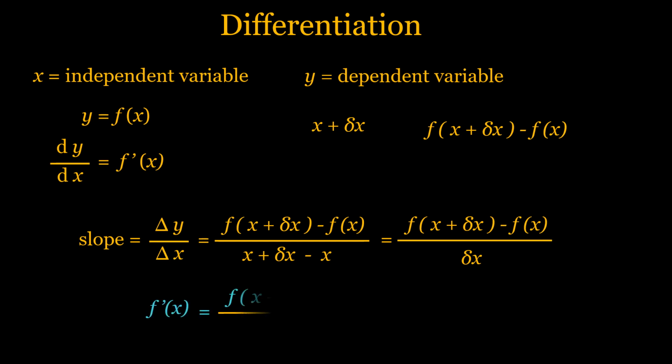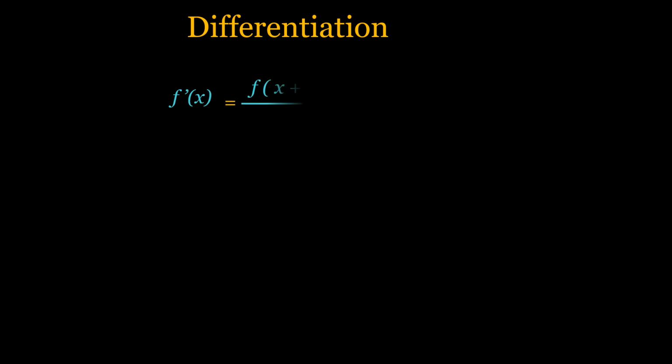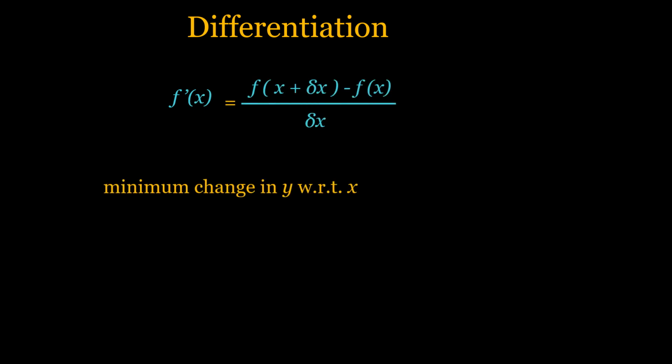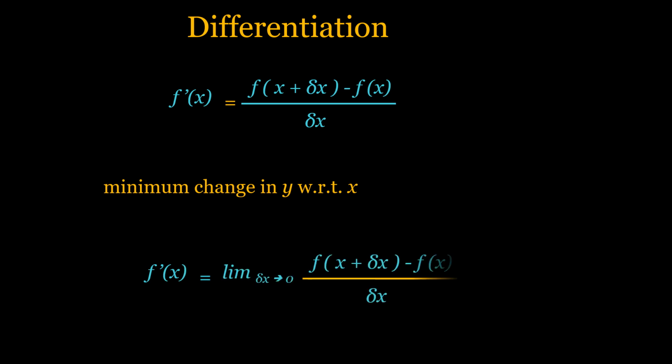This is the formal definition of a derivative. According to this definition, the minimum rate change in y with respect to x would be calculated by applying limit to small change in x, so small that change in x is almost zero.